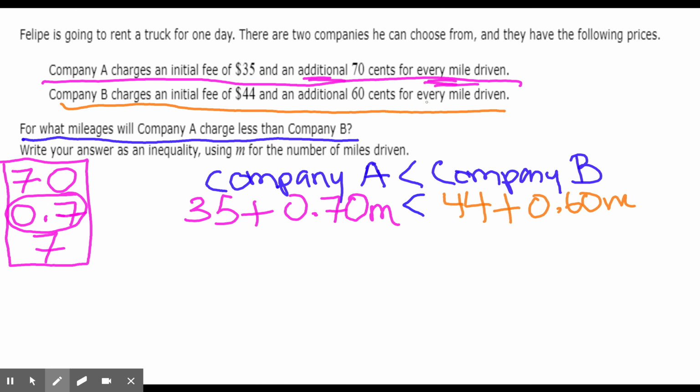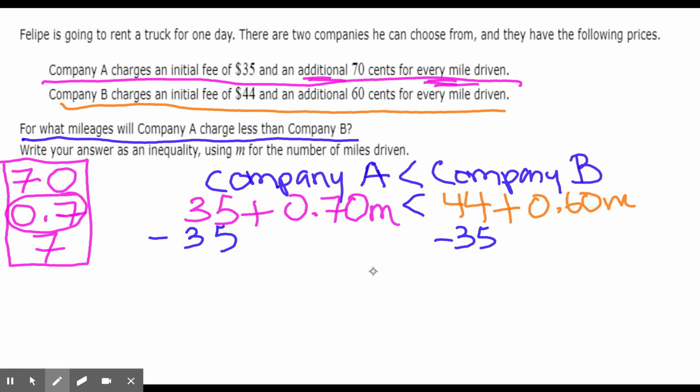Now we're going to solve this just like any other inequality. We want the variable on one side and all the numbers on the other side. Right now we've got variables and numbers on both sides, so we've got to switch that up. So looking at this, there's a couple of different routes I can take, but I really want to try and avoid negative numbers. So I'm going to start off by subtracting 35 from both sides.